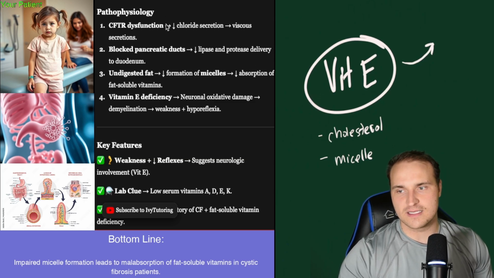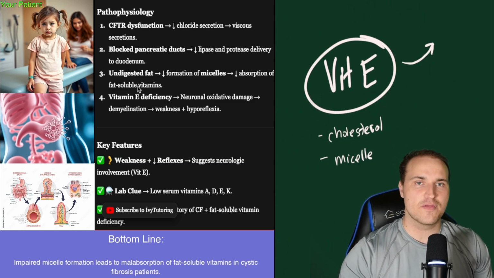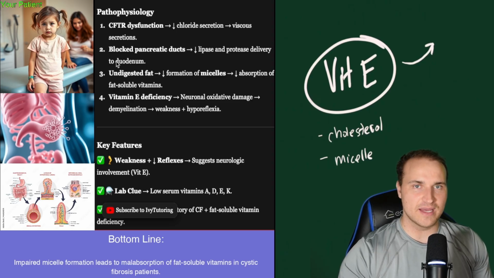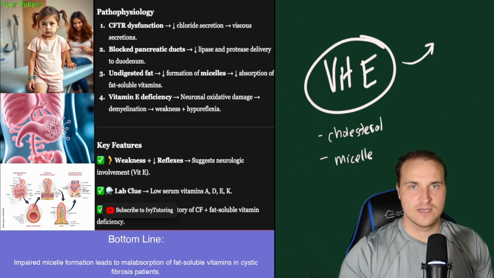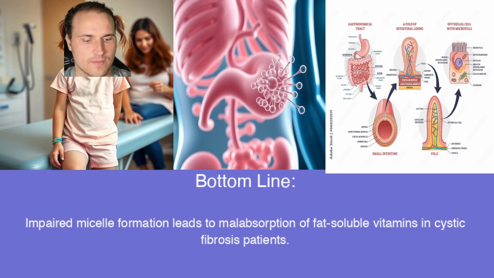And the whole reason here, the pathophys, is that in CF, you have the thick mucus that blocks the pancreatic lipase, and so the fats cannot be digested. If that's not digested, there's no micelle formation, and so vitamins D, E, A, and K cannot be absorbed. All right, the bottom line is impaired micelle formation leads to malabsorption of fat-soluble vitamins in cystic fibrosis patients.